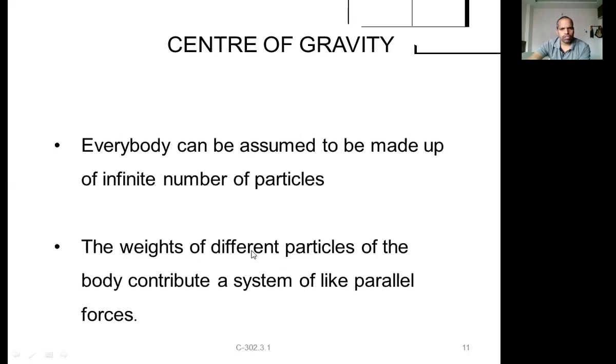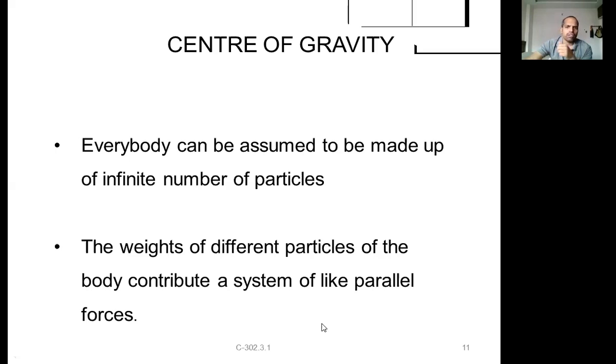The weights of different particles of the body contribute to a system of like parallel forces, because each particle will have a weight. That weight acts vertically downwards, towards the center of the earth. So each particle's weight is like a parallel force acting downwards. They contribute to a system of like parallel forces, meaning all act downward, and the line of action is downward.